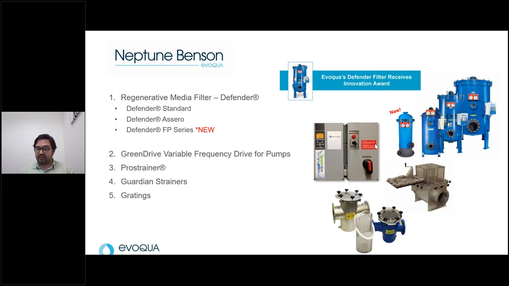Next, we have Pro Strainer, a specialized strainer that we design and manufacture to cater for big swimming pools like water parks. We also produce a standard Guardian strainer out of stainless steel and also fiberglass that can pair with your recirculating pump that doesn't have a strainer. And lastly, we have specialized gratings as well that can cater for a lazy river, for example.